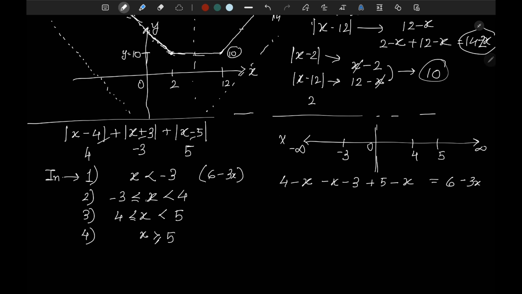For the second case, x we have taken as greater than minus 3 but less than 4. So in this interval, this particular modulus will open as positive. So we will have x plus 3 but 4 minus x, and similarly 5 minus x. These two get cancelled out. 4 and 3 is 7, 7 and 5 is 12. This is your 12 minus x.